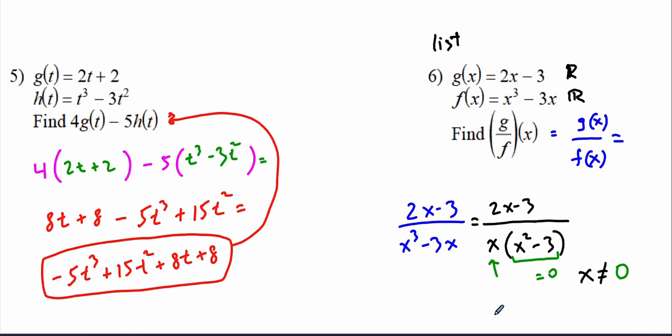And there are in fact 2 values. X equals positive square root of 3, and x equals negative square root of 3. Because those values would make the denominator equal to 0, I'm saying they are excluded. They're not allowed. You're not allowed to plug them in. If I were to graph this on Desmos or whatever, you would have vertical asymptotes there.